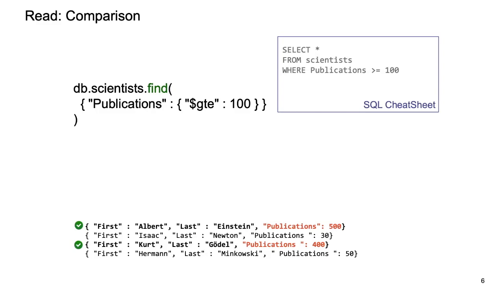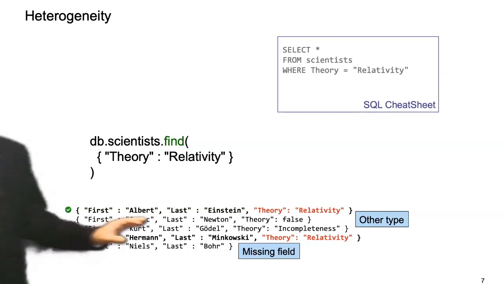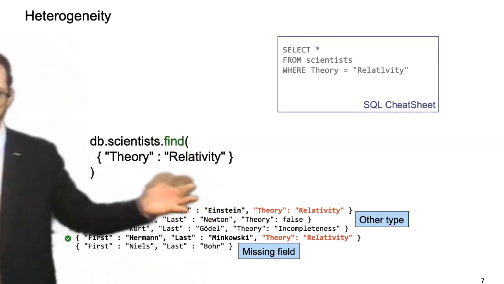Right. This is for heterogeneity. So if you have data that is a huge mess and you can have multiple types with the same field, then this is how it is handled without an error. Then, another side on heterogeneity, you could have missing fields, right? So here you look for theory relativity, and you might have some objects that miss it, like the last one at the bottom doesn't have any theory relativity, so it's not returned.